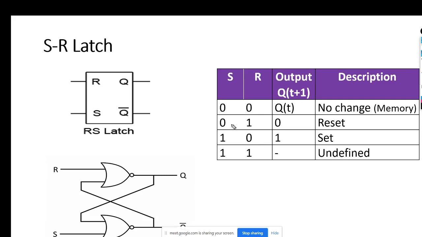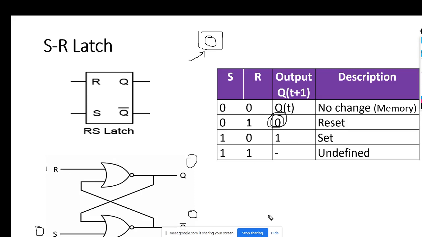Then when S is 0 and R is 1, our output is going to be reset to 0. When we change the value to 0, we say reset. When we change the value to 1, we say set. Now you must understand why we call it S and R rather than A and B. When R is 1, your output is 0. That means we are resetting the memory cell. So how to reset? Make your R 1 and S 0. That is why we call this R: when R is 1, you are resetting, making the output 0.